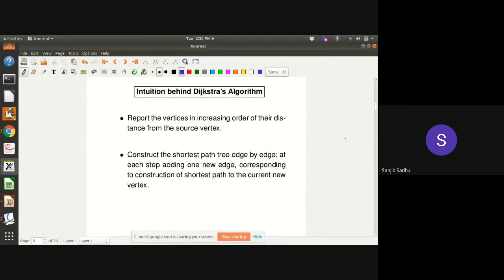Now, report all the vertices in the increasing order of their distance from the source vertex. There will be a source vertex. You will be given a source vertex. From that vertex, you need to compute the distance of all other vertices in the graph.